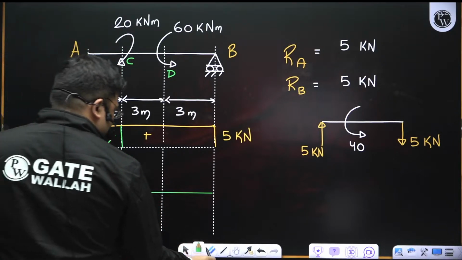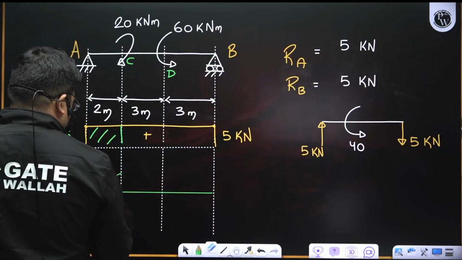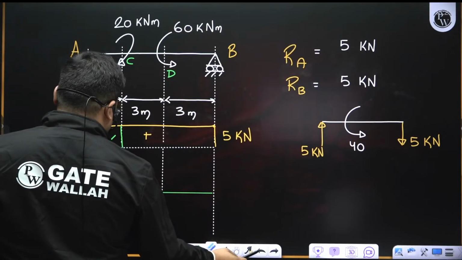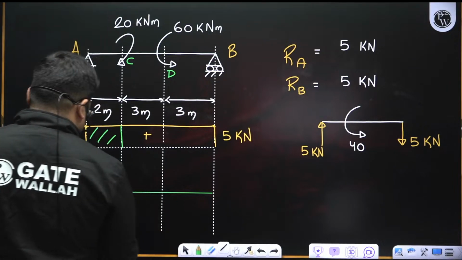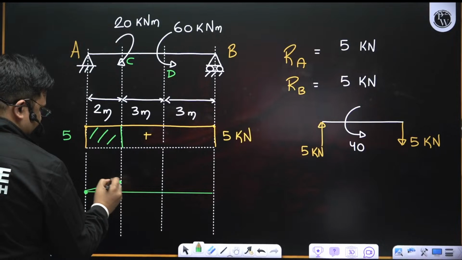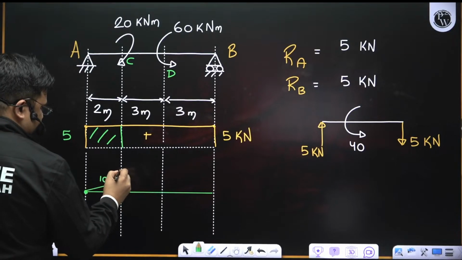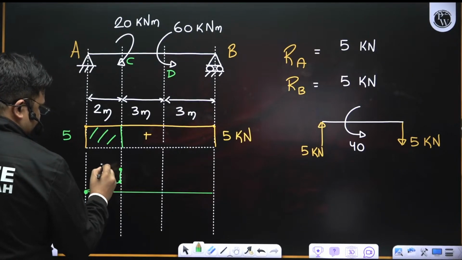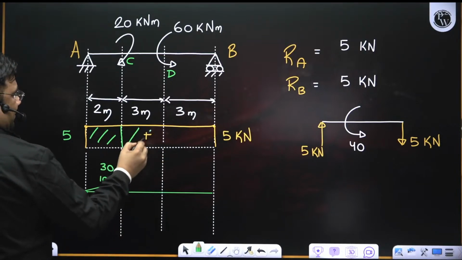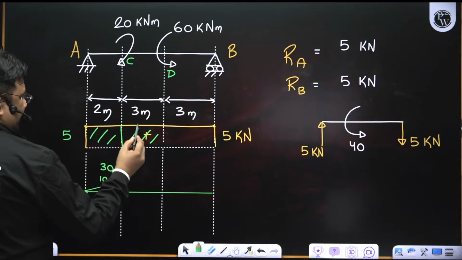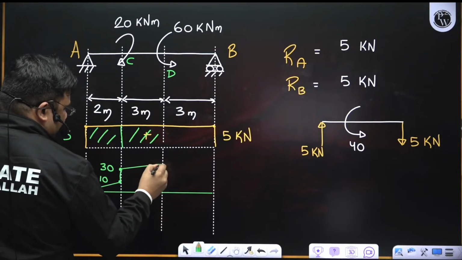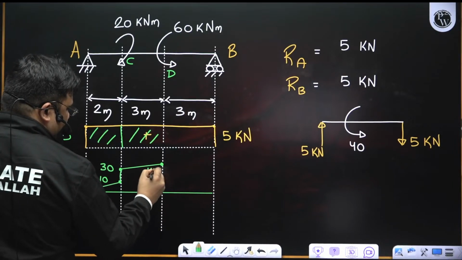There is no space here, so I have to draw a little below. I'll draw it like this. So this is 10, and then there is a sudden rise, so it becomes 30. Then again we have to add this area. This area will be 5 into 3, 15, and it will be linear only, right? So it will become 45 here.